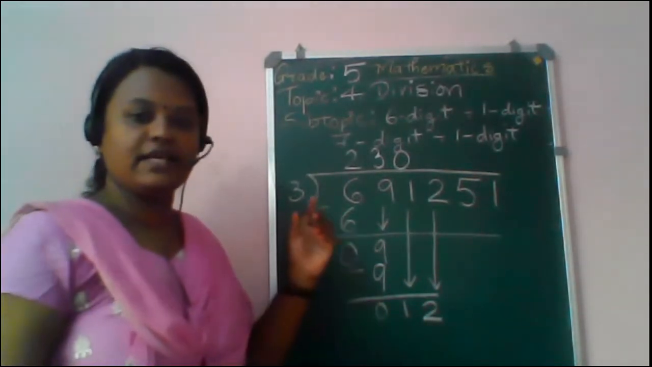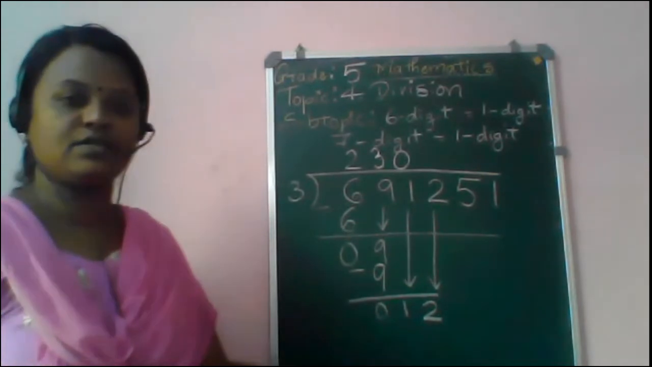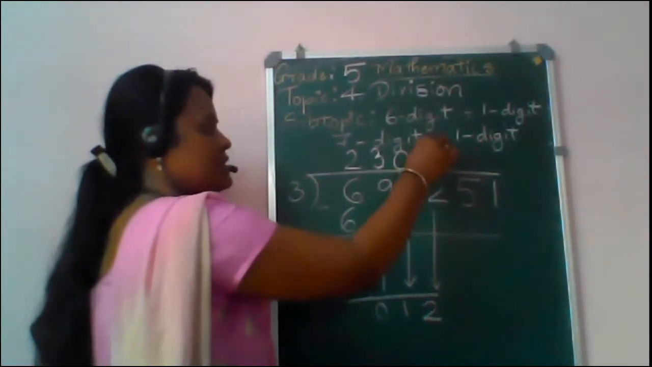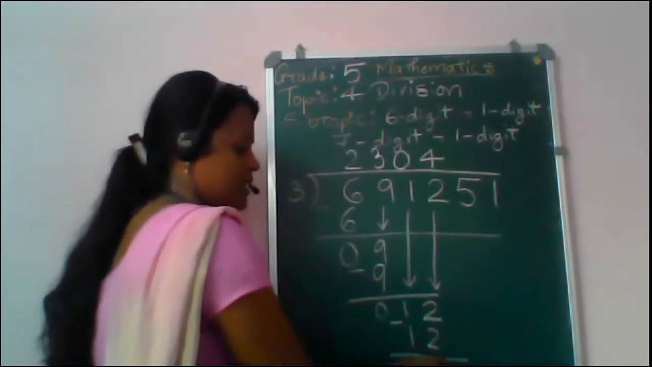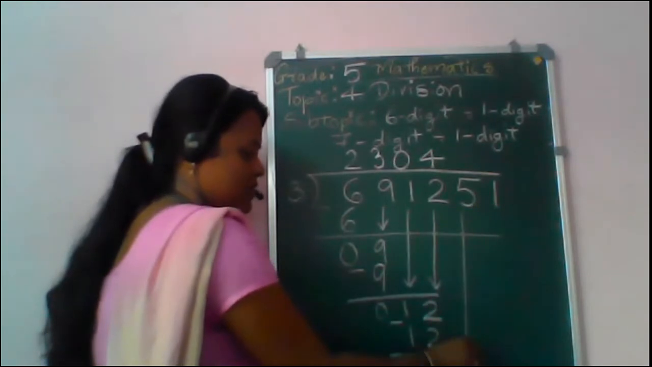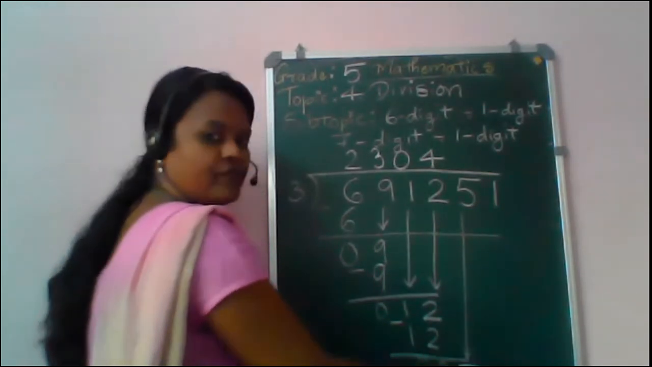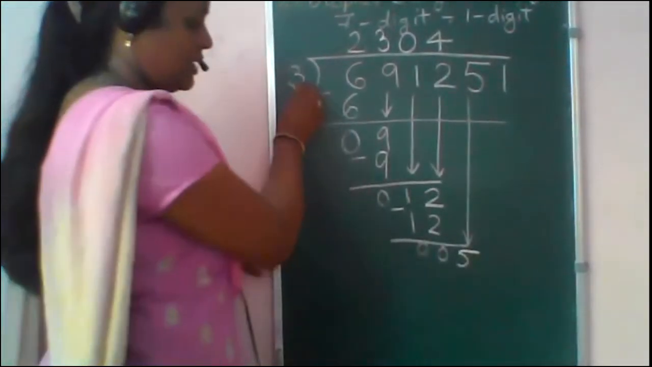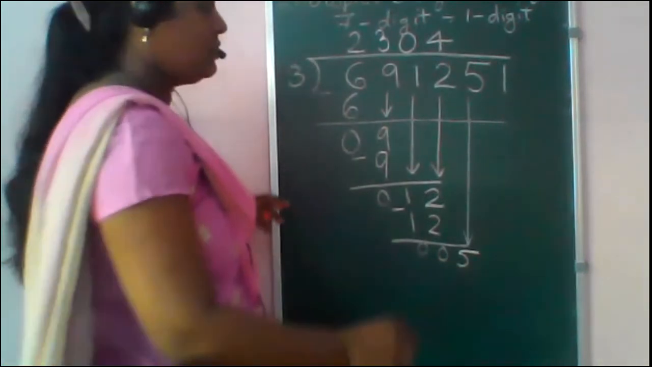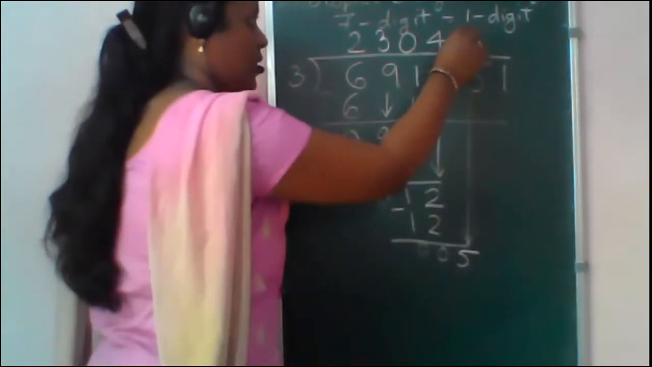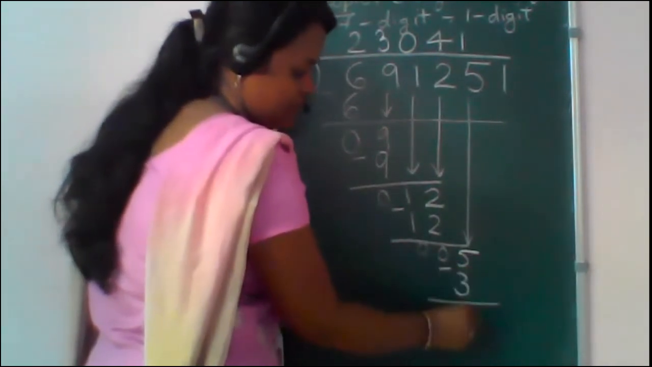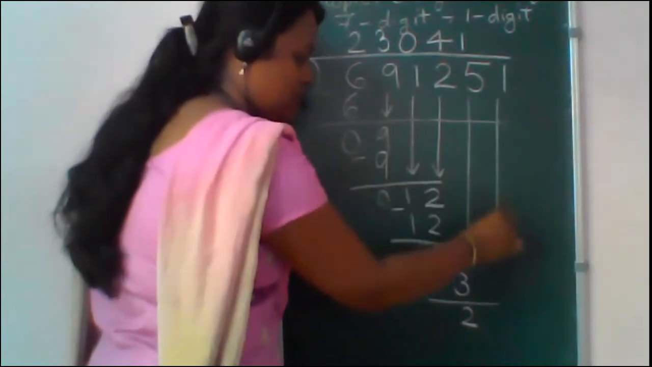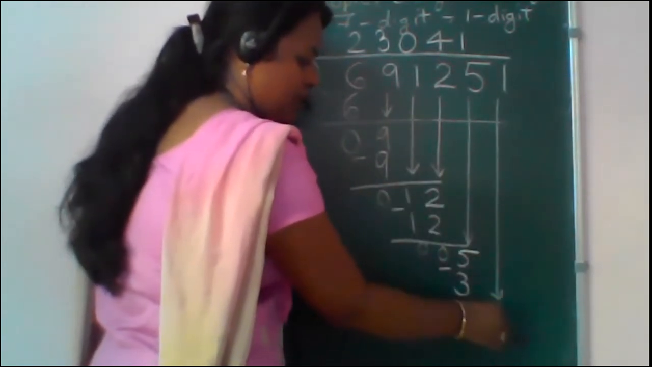Now followed by the next process, 3 fours are 12. We subtract, we get the remainder as 0. Bring down the next digit, that is 5. When we have the digit 5, we compare 3 and 5. So we can make out 3 ones are 3. And then we subtract, we have the remainder as 2. Bring down the next digit, 1.